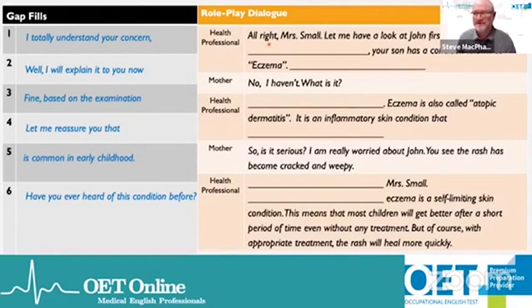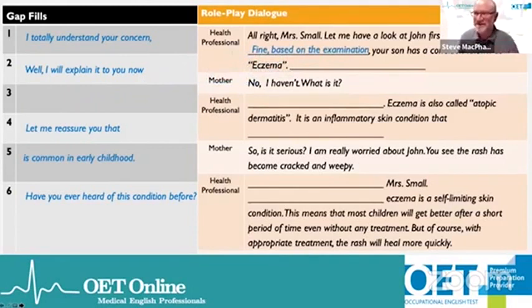So it begins. All right, Mrs. Small, let me have a look at John first. Something, your son has a condition known as eczema. Something. Okay, what number would go first? Based on the gap fills on the left-hand side. Type in the number. Yep, Sayad's got it. Number 3, that's the beginning.